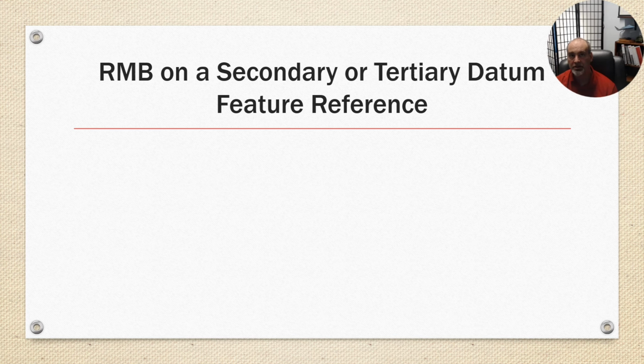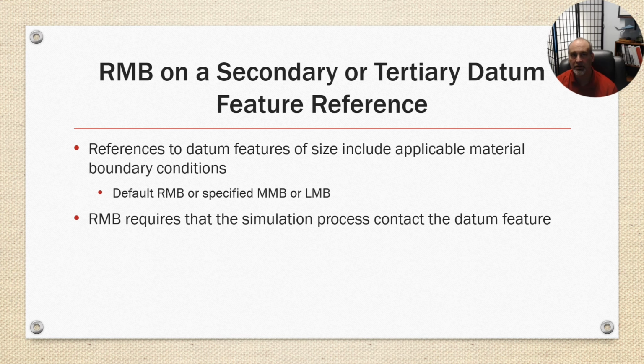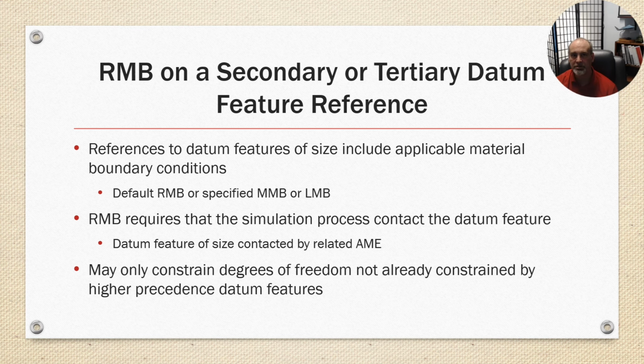Okay, RMB on a secondary or tertiary datum feature reference. References to datum features of size include applicable material boundary conditions, default RMB or specified MMB or LMB. And RMB requires that the simulation process contact the datum feature. Datum features of size are contacted by the related AME, and may only constrain degrees of freedom not already constrained by higher precedence datum features.